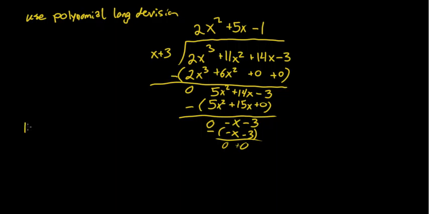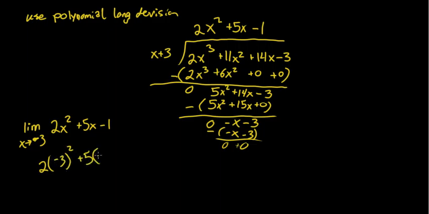This is the same thing as the limit as x approaches -3, that's what it was up there, of 2x squared plus 5x minus 1. Well, we'll rewrite that. We'll just plug -3 in. So 2 times -3 squared plus 5 times -3 minus 1.